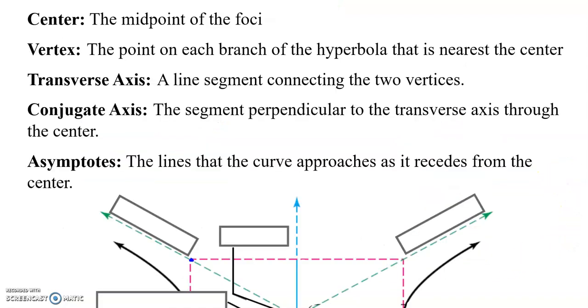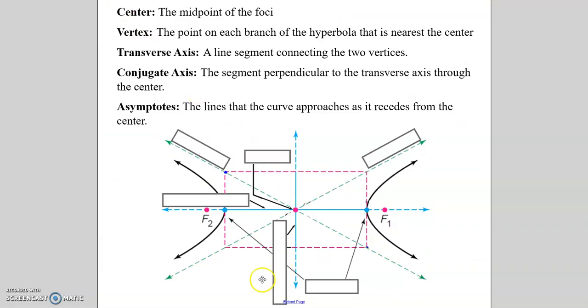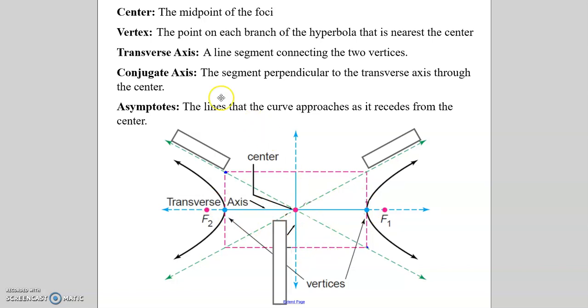There is a lot of vocabulary for a hyperbola, just like an ellipse. So let's take a look at what all these terms mean. The center is the midpoint of the foci, so that's the center of the hyperbola right there. The vertex: for a hyperbola, there are only two vertices, and they are at the point on each branch that is nearest the center. So these two blue points right there are the vertices. Then the transverse axis is a line segment that connects the two vertices. So this line right here, from this vertex to this vertex, is called the transverse axis.